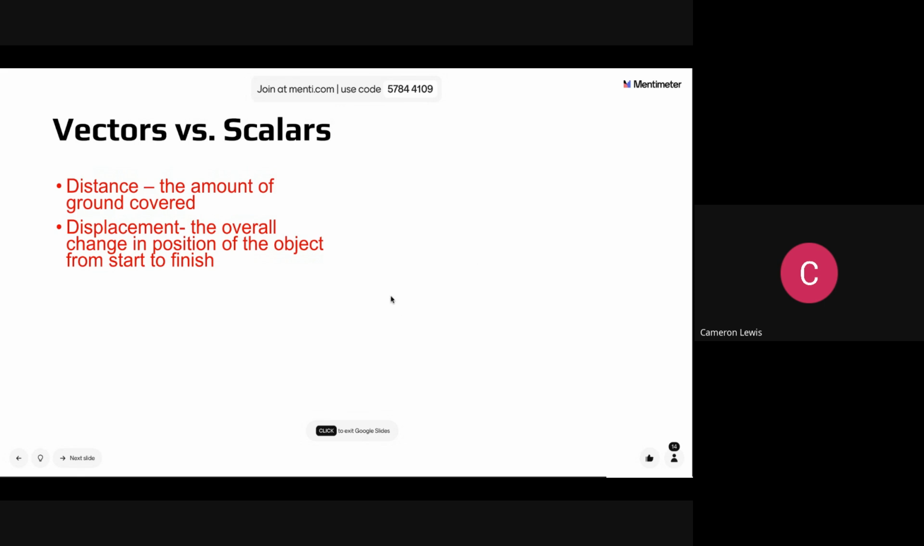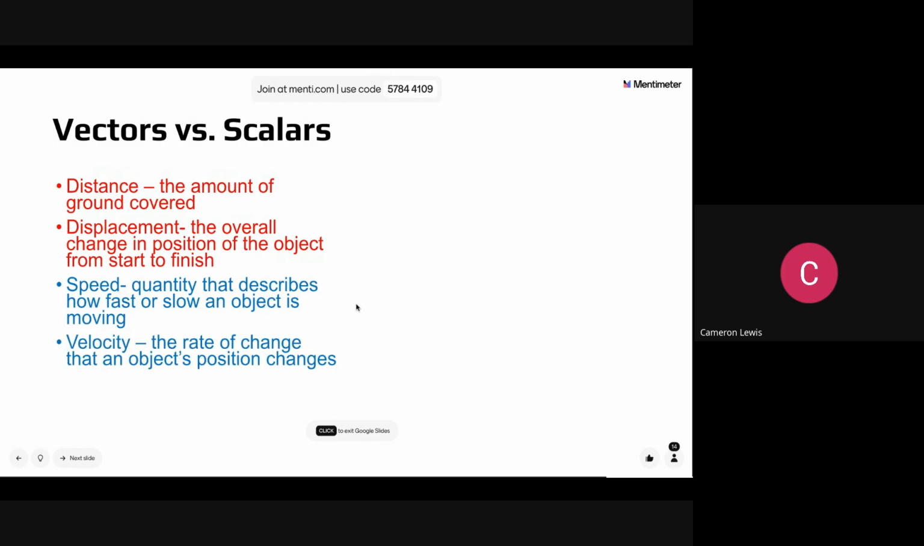Then the other two quantities that go together: we have speed and velocity. Speed is the quantity that describes how fast an object is moving, while velocity is the rate of change in the object's position, the rate at which an object's position changes. They're both representing position over time, but one is a scalar and one is a vector. Speed is a scalar, velocity is the vector. Then lastly, we have the quantity acceleration. Acceleration is the rate at which the object's velocity changes.